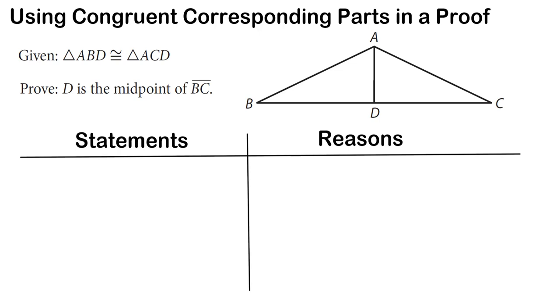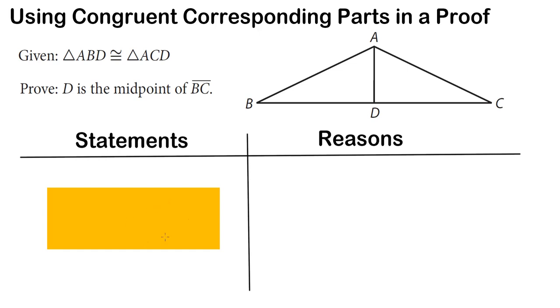So next, let's talk about using congruent corresponding parts in a proof. Now, proofs are a major part of geometry. A proof is giving evidence that a statement that you are making is true. You can't just say something is because it looks like it. You need to give mathematical, geometrical evidence that it is true.